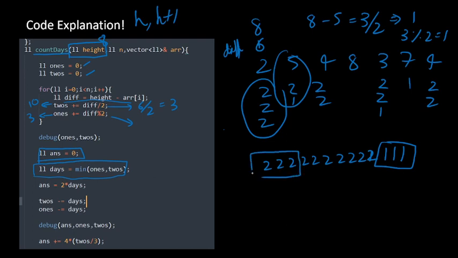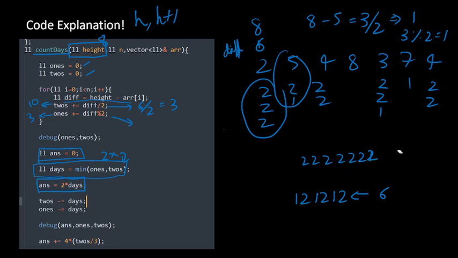Then there are 3 twos. If there are 3 twos and 3 ones, you will be making something like this, right? This is a total of 6, which is basically 2 times this particular value. So I initialize my answer with that. Answer is equal to 2 times days. Now you don't have these three twos and these three ones. This is how our twos and ones look right now. So now my twos count is 7, my ones count is 0.